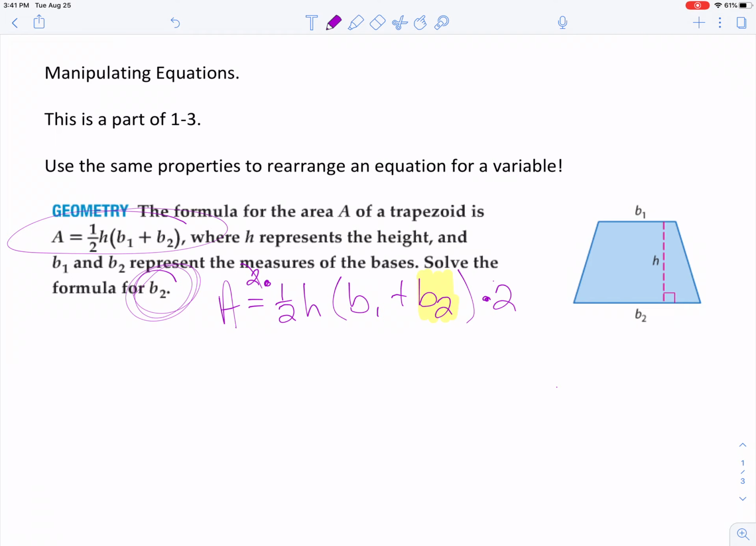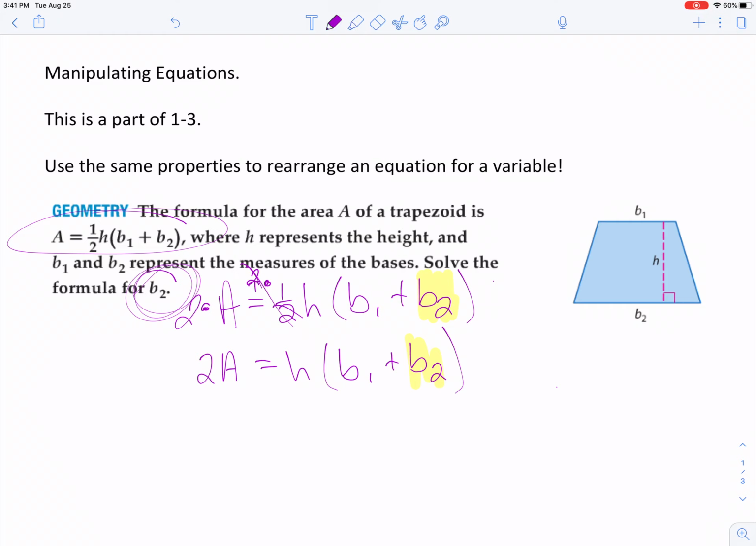Oh, you guys, I apologize. I just had a giant brain fart. That's not where I multiply to. I want to put it on the other side. Whatever you do to one side, you have to do to the other. All right, because those 2's cancel, or I could have done 2 over 1, let's say. That would have just made that whole fraction cancel there. So I have 2a equals h parentheses B1 plus B2. And again, the one that I'm trying to keep track of is B2.